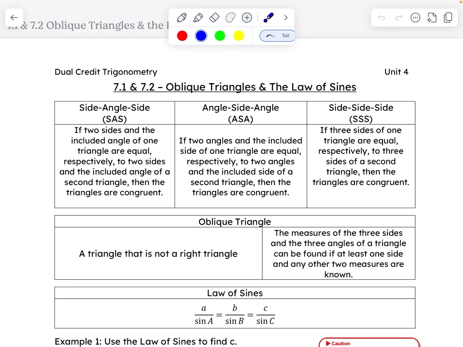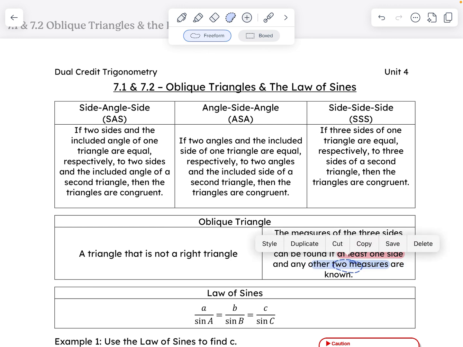So the measures of the three sides and the three angles of a triangle can be found if you know at least one side and any two other measures. So you do have to know at least one side, but then you can know another side and an angle, or all three sides, or you can know two angles with that one side. You just have to know at least one side and then two other things. So three things total, and one of them does have to be a side.